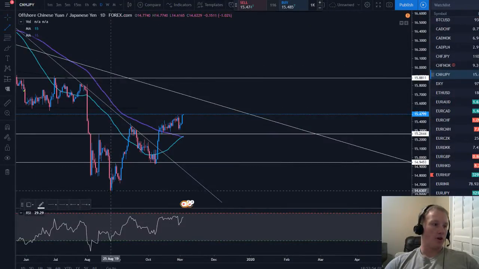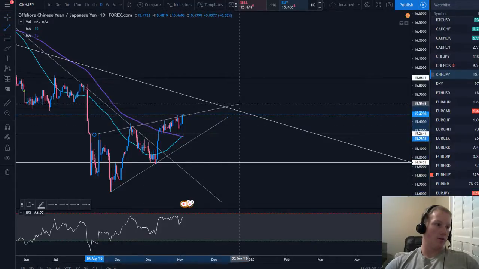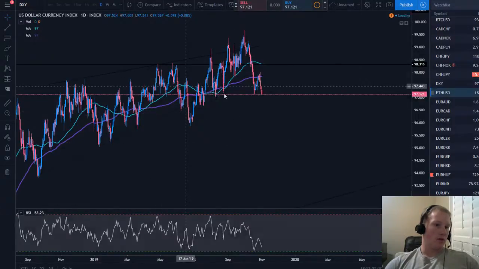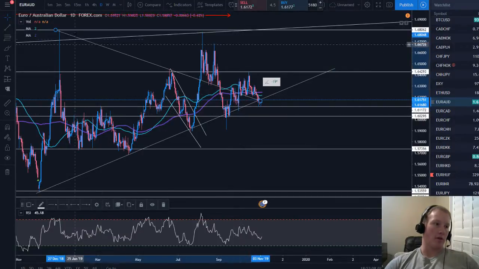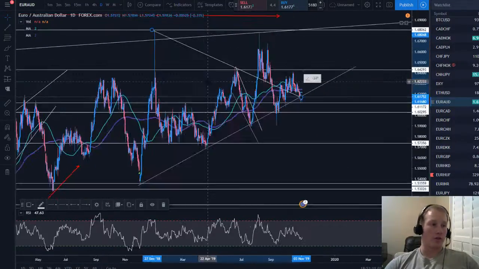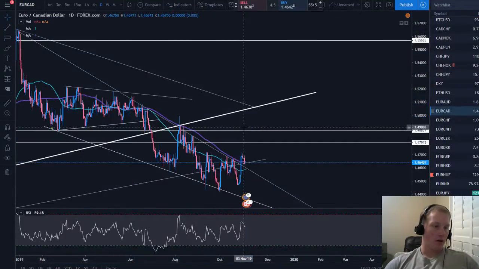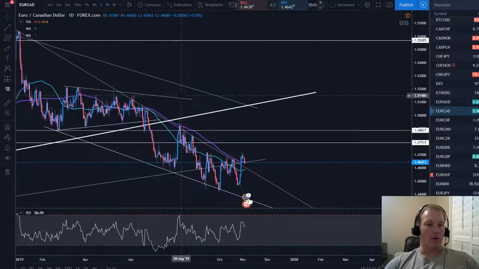Offshore Chinese yuan, Japanese yen. Have a wedge forming here. Euro odd, still kind of riding this trend line. Broke out of the top part of here, what I thought was kind of a triangle formation. Yeah. Actually. Yeah, we'll leave it like that.